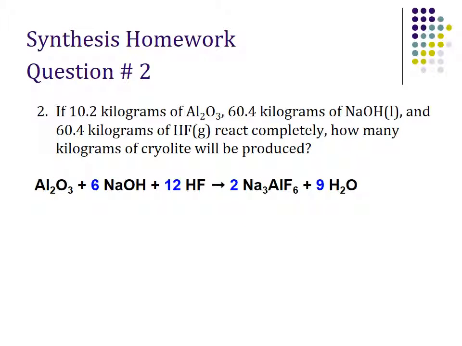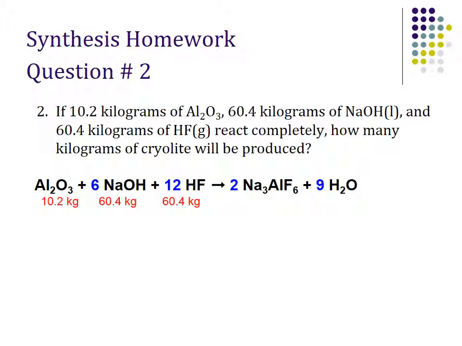The second part of the problem reads, if 10.2 kilograms of Al2O3, 60.4 kilograms of NaOH, and 60.4 kilograms of HF react completely, how many kilograms of cryolite will be produced? This is asking us to find the limiting reagent, and based off of that, determine what is the maximum amount of cryolite we are able to produce. To do that, we first need to convert kilograms to grams.